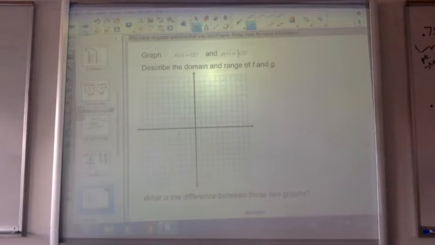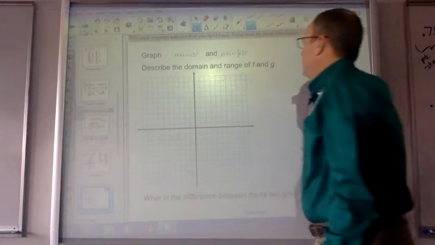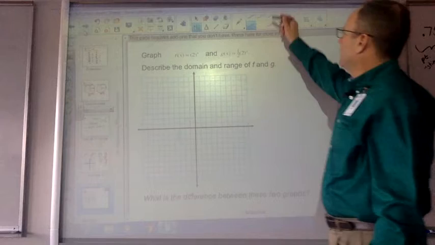All right, so graph 2 to the x and 1/2 times 2 to the x. Describe the domain and range of f and g. Okay.